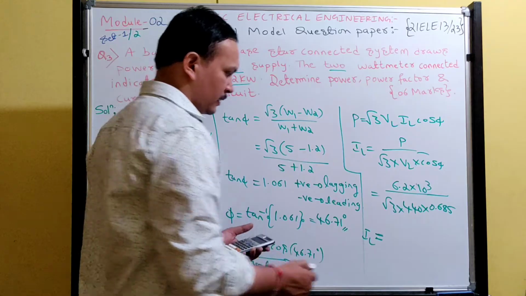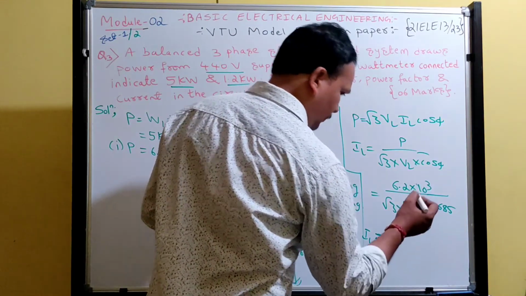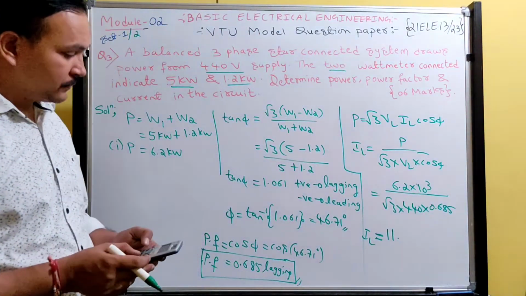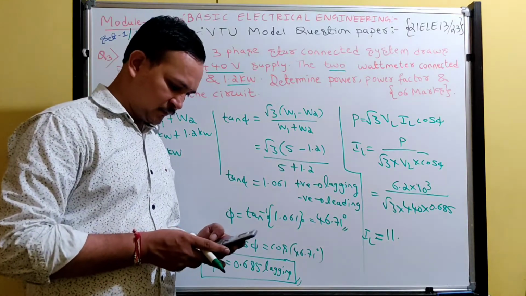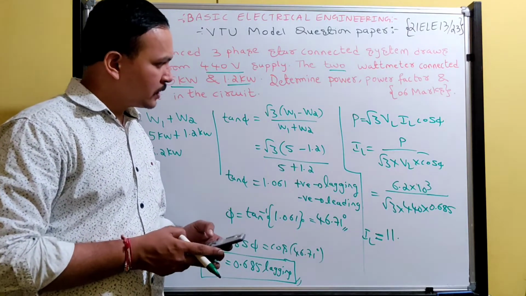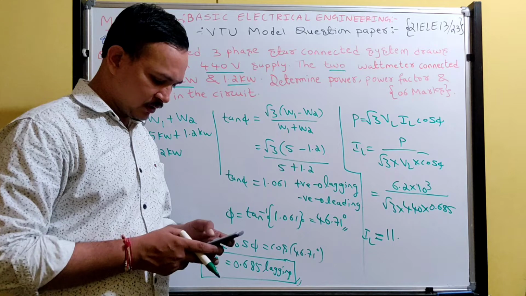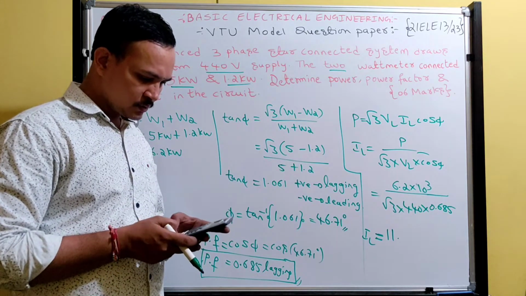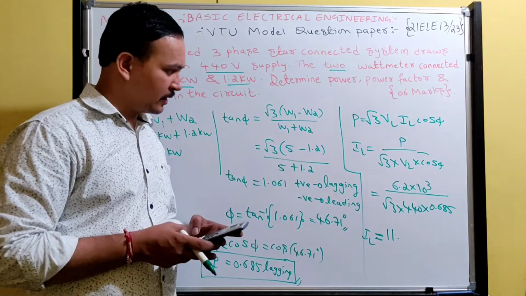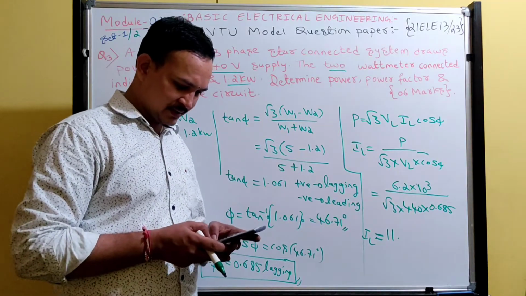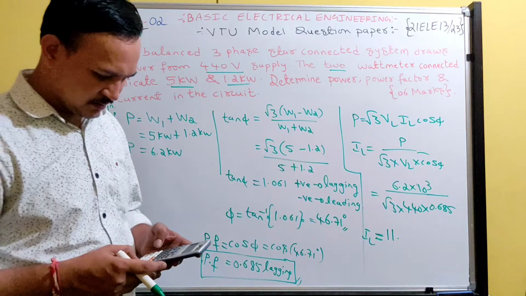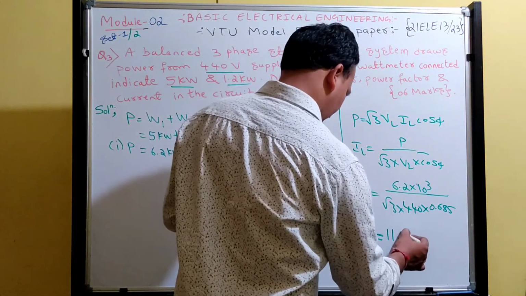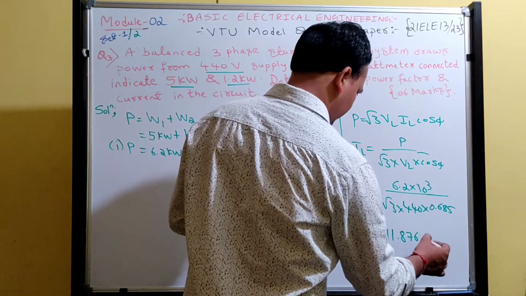So please calculate. You will get around 11 point something. I don't know exactly, wait, I will solve it. 6.2 exponential 3. I did this problem in a regular video lecture, and the same problem was asked in the model question paper, so I remembered the value. It may be 11 point something, that's why I wrote 11, but I don't know the exact value. So yes, it is correct: 11.876 ampere.